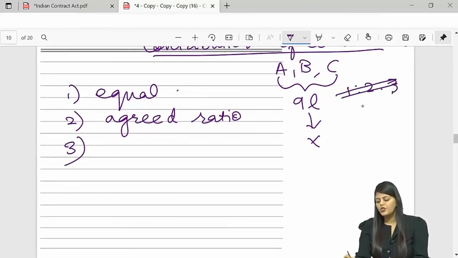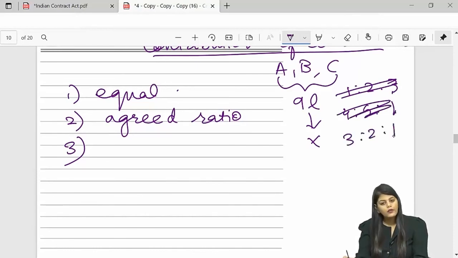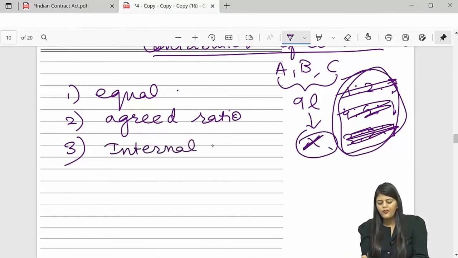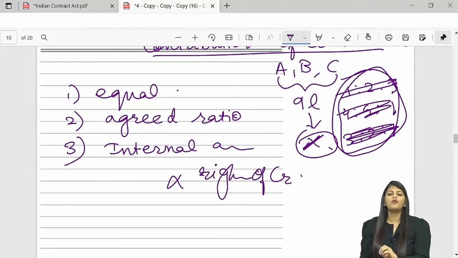Or let's say, third point, they fixed the ratio as 1:2:3, but now they change it to 4:5:1. Now they changed it to 3:2:1. That means internally, whatever you do, it will not affect the rights of X. He can still claim total 9 lakhs. So internal arrangement of funds will not affect the rights of the creditor. He can still claim full 9 lakhs.